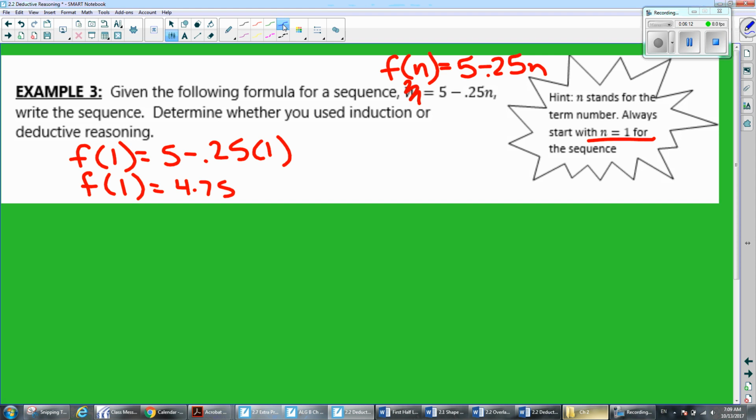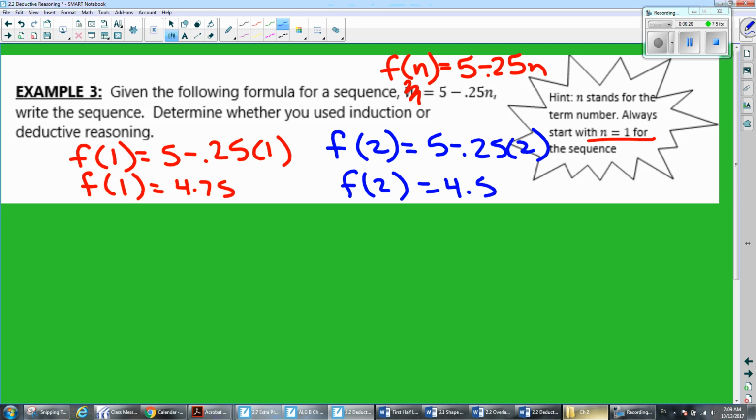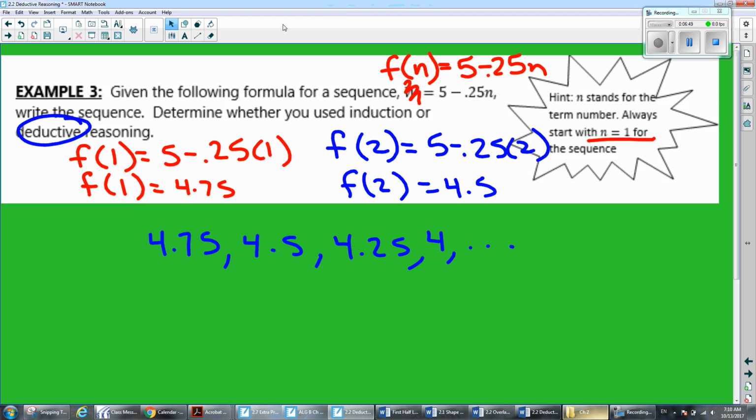I do the same thing, find the next one, f of 2. So f of 2 would equal 4.5. Okay, so my sequence would start with 4.75, going down by 0.25 each time. Okay, did we use induction or deduction? We use deductive reasoning when we're following these rules. That's our proof for why that's our sequence.